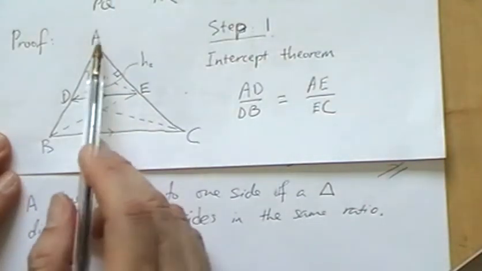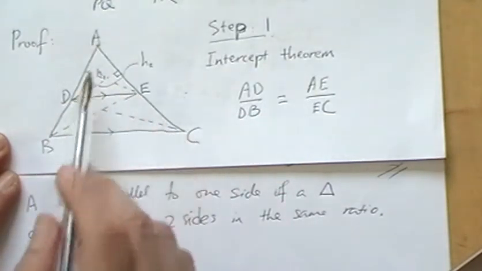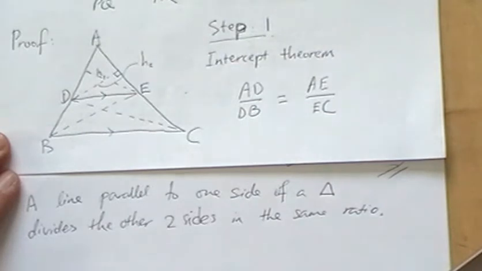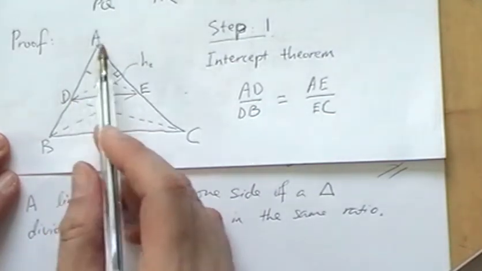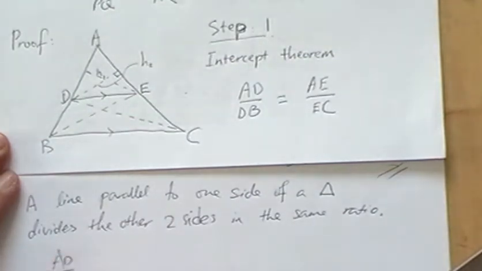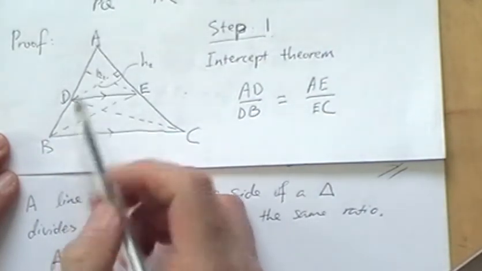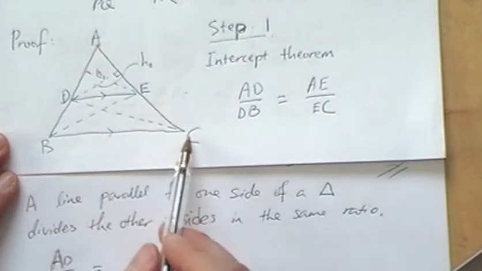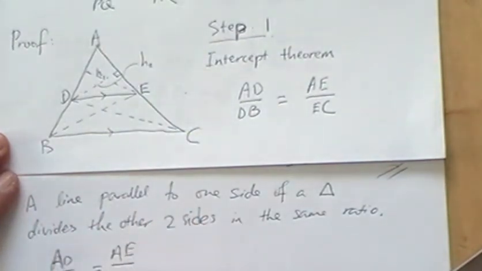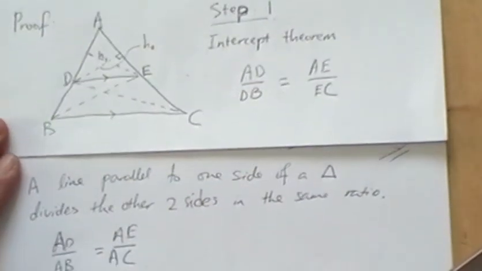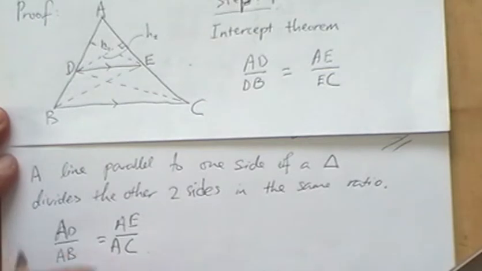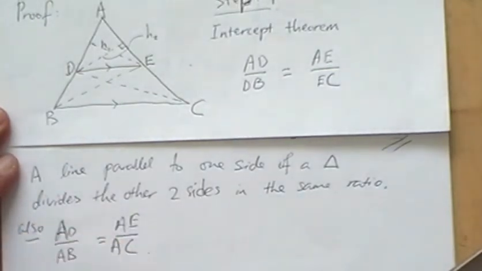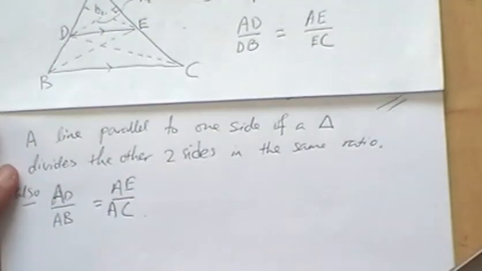Okay, but it does not just have to be AD over DB equals AE over EC. Since we already know that they are in the same ratio, we can also take the ratio of, for example, AD over AB. So instead of doing AD and DB, I can do AD over AB, and this must be equal to AE over AC. So from what we know about ratios, we can also have this relation. So that completes step 1.